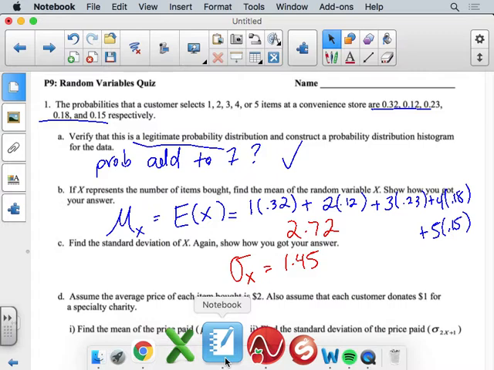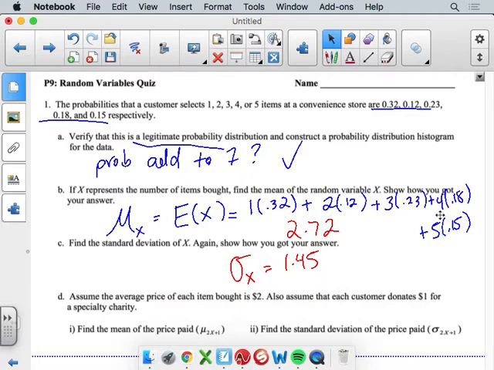Like for profit, if I have about $3 items, I could say 2 times $3. I can estimate some profit or some money coming in when I do that, which is actually what we're going to do down here at the bottom. So let's see.